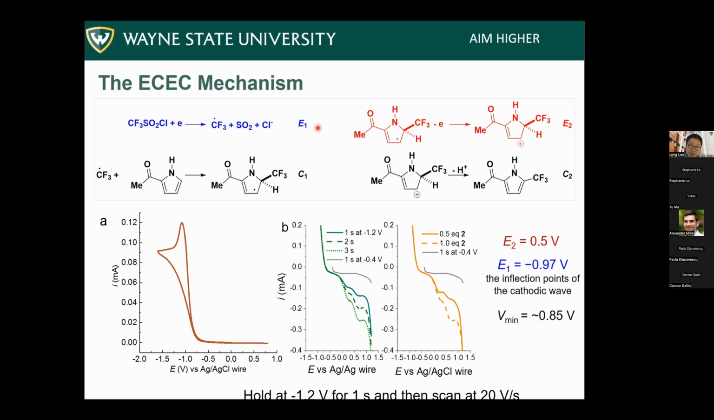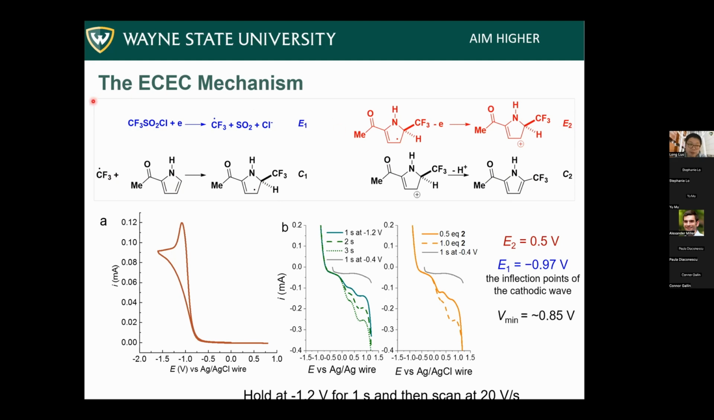As I said previously, our reaction goes through these four steps. This is the ECEC reaction mechanism. E stands for electrochemical, and C stands for chemical. You first reduce triple chloride to form this CF3 dot, and then these CF3 dots react with this pyro and form this kind of radical. And this radical gets oxidized. This is another electrochemical reaction, the oxidation side, and then eventually deprotonation forms the product. So the voltage required for this transformation to complete depends on these two electrochemical steps.